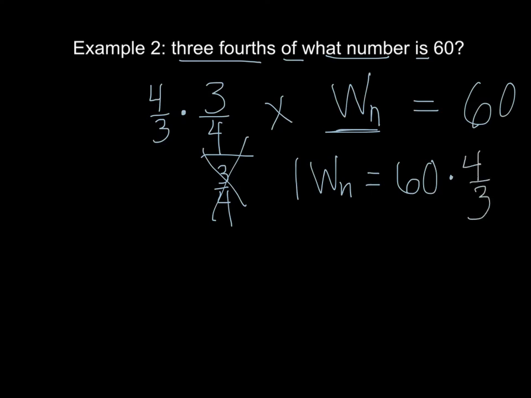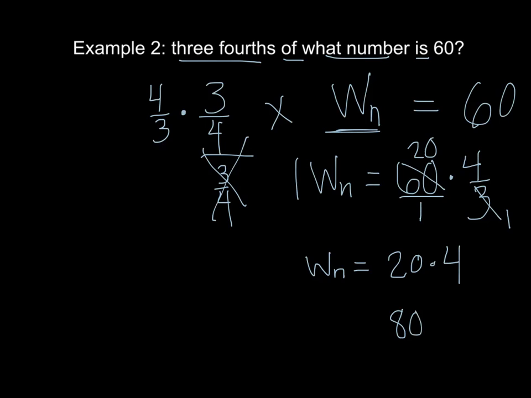When I do that, I remember I can write my whole numbers over 1 to make it a fraction. 3 goes into 3 once, 3 goes into 60 20 times. I'm left with what number is equal to 20 times 4. Now the answer becomes 80.